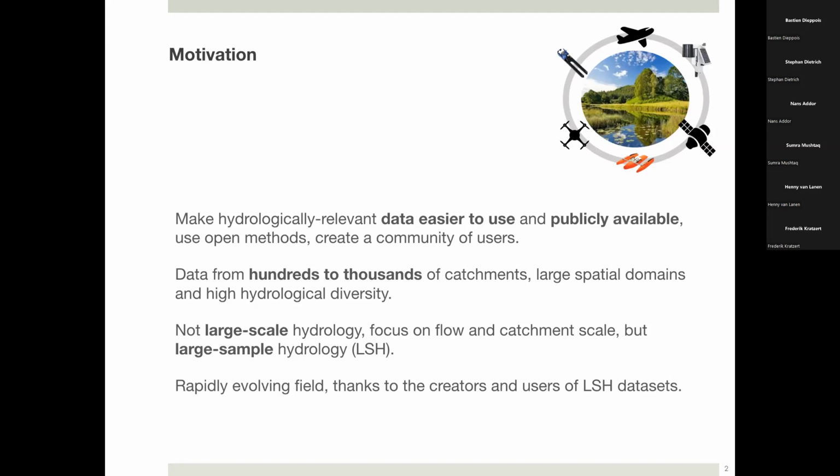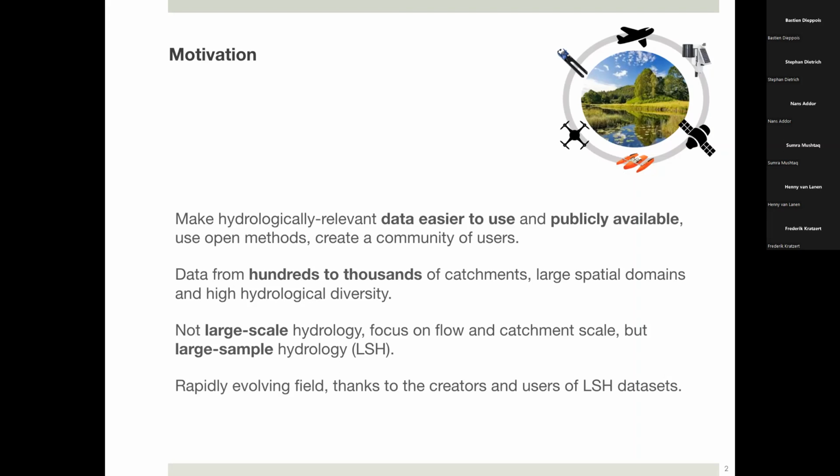So really, we're working with data from hundreds to thousands of catchments. And this, by definition, means that we're working with fairly large spatial domains that include a fair amount of hydrologic diversity. And then you might say, well, this means that you do large-scale hydrology. Well, yes and no. There are some key differences there.